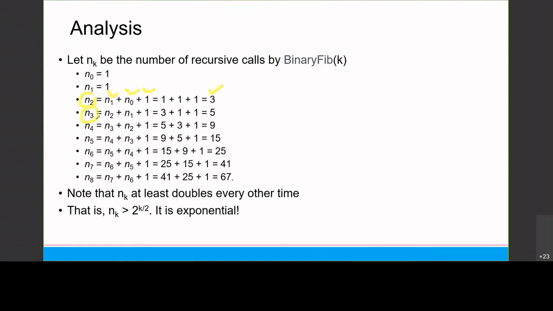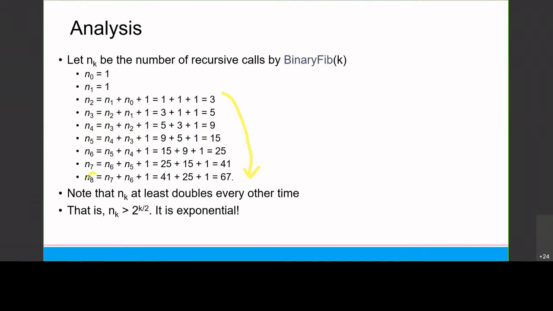But when n equals 3, we need to execute n2 and we need to execute n1, and there's another one for k equals 1. So it means we will run 5 operations. If we have n equals 4, we will run about 9 operations. If we have 5, it is about 15 operations. So you can imagine that this number increases a lot.